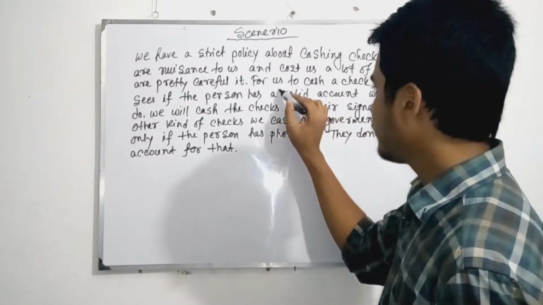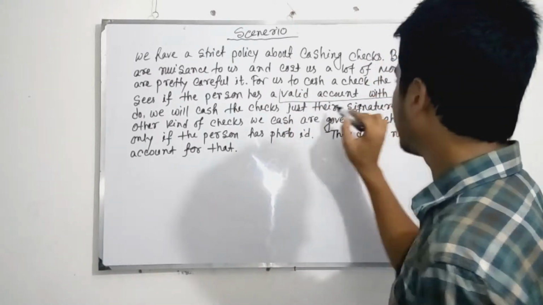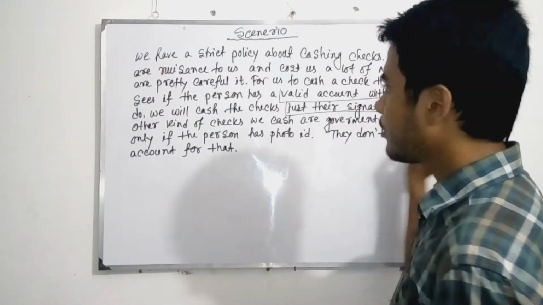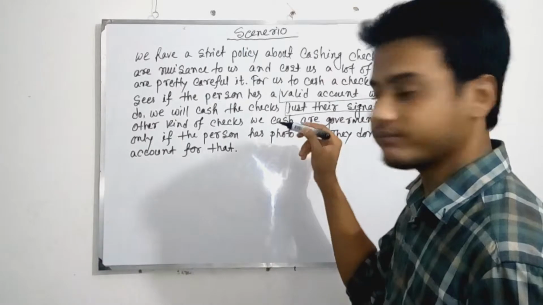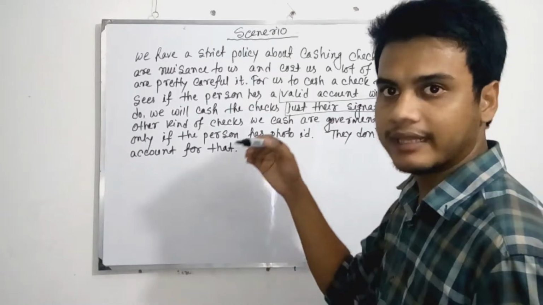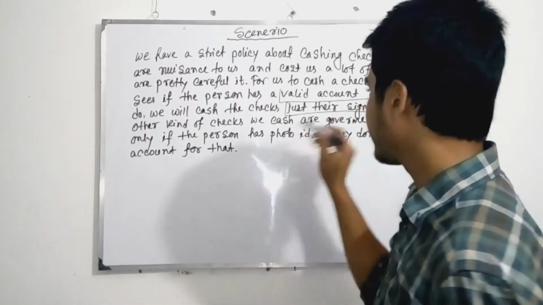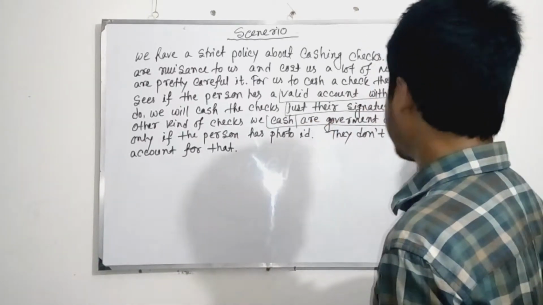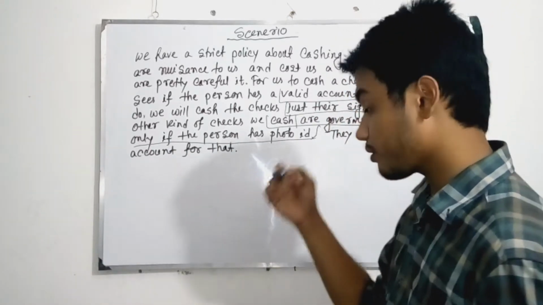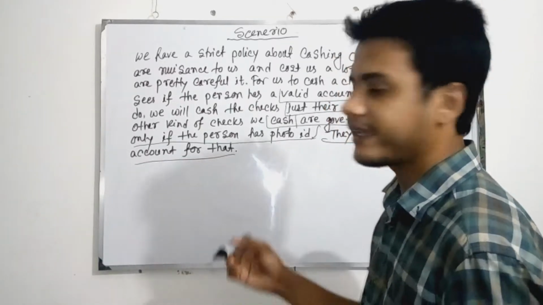So whenever a customer comes and has a valid account, he can cash his checks with just his signature. The other condition is if they have no account but they have a national photo ID with them for a government check, they can cash their check. So we cash government checks only if the person has photo ID. And the final condition is they don't need an account for that. That means they don't cash any checks.